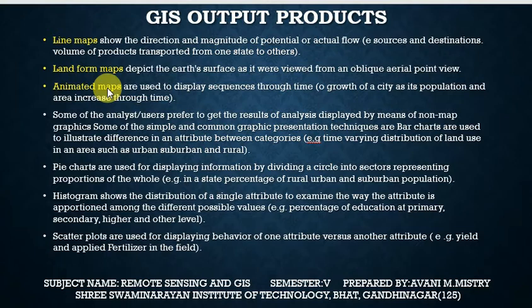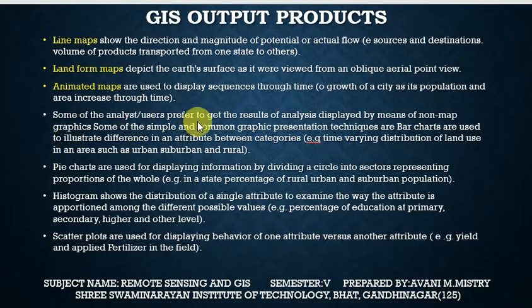Line maps show the direction and magnitude of potential or actual flow. Then landform maps depict the Earth's surface as viewed from an oblique aerial point of view. Okay, that is for landform maps. Animated maps are used to display sequences through time. Okay, for example the growth of a city as its population and area increase over time.